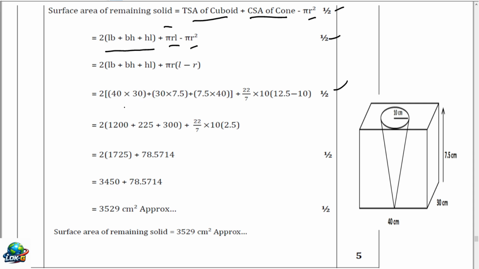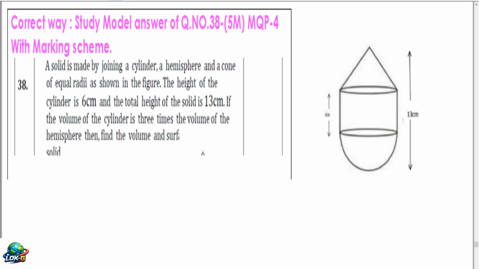And you can multiply, 4 3s are 1200, plus 30 into 7.5 is 225, plus if you multiply this you will get 300, plus 22 by 7, 12.5 minus 10 is 2.5. On simplification you get 3450 and adding it, you will get 3529 centimeter square approximately. That is the surface area of the remaining solid. That is the question. Let us move on to the last problem of this video, my dear students.